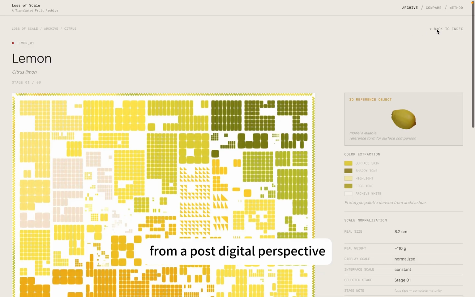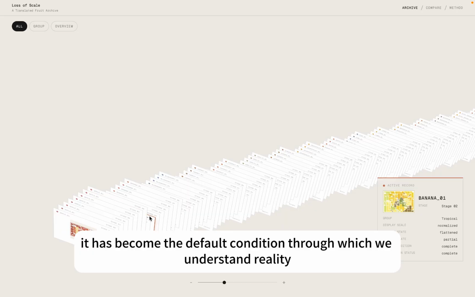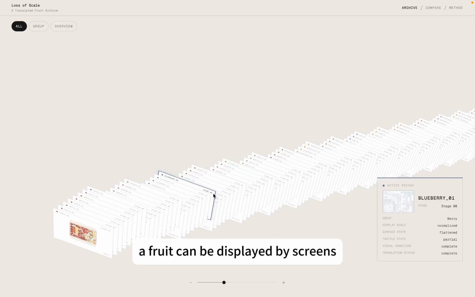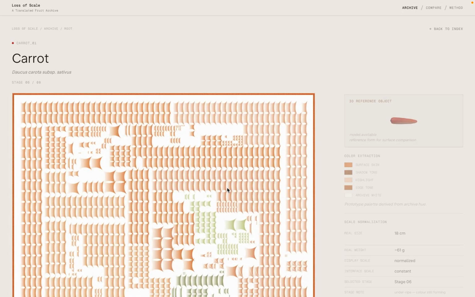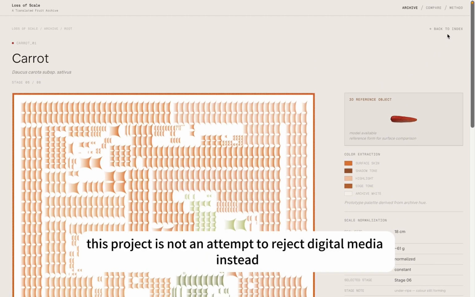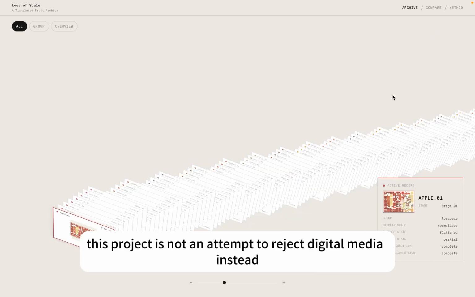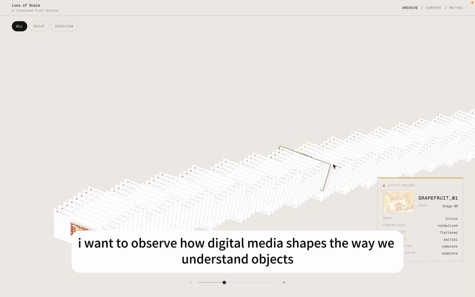From a post-digital perspective, digital media is no longer just a separate technical tool. It has become the default condition through which we understand reality. A fruit can be displayed by screens, classified by interfaces, organized by code, turned into data, and given a new perceptual structure. This project is not an attempt to reject digital media. Instead, I want to observe how digital media shapes the way we understand objects.